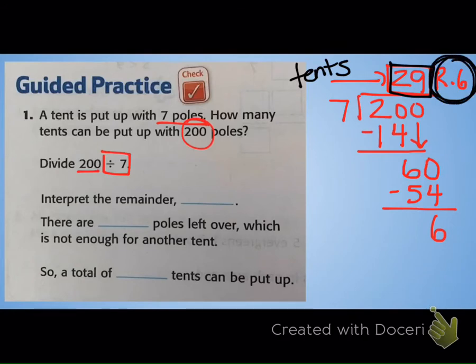Well, that's how many poles I'm going to have left over, right? That's the number of poles that are left. Can I make a full tent with 6 poles? Well, no. It said right here that we need to have 7 poles to make a tent. You want to sleep in a tent where half of it's going to be falling down because you don't have enough poles? Probably not. So the most we can make with that amount of poles is 29.